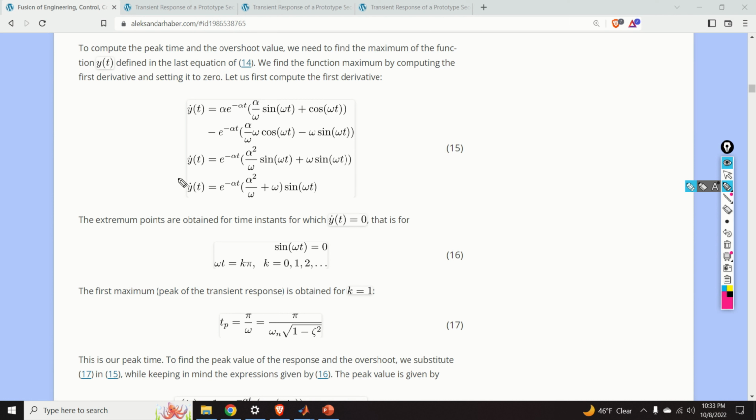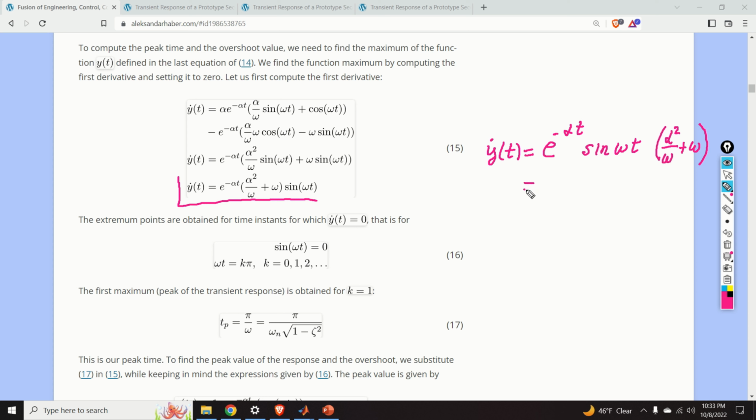Let us analyze this expression over here. Y dot of time is a product of three terms. The first function is e to the power minus alpha t. The second function is sine omega t, and the third term is actually a constant, and this constant is equal to alpha squared over omega plus omega.